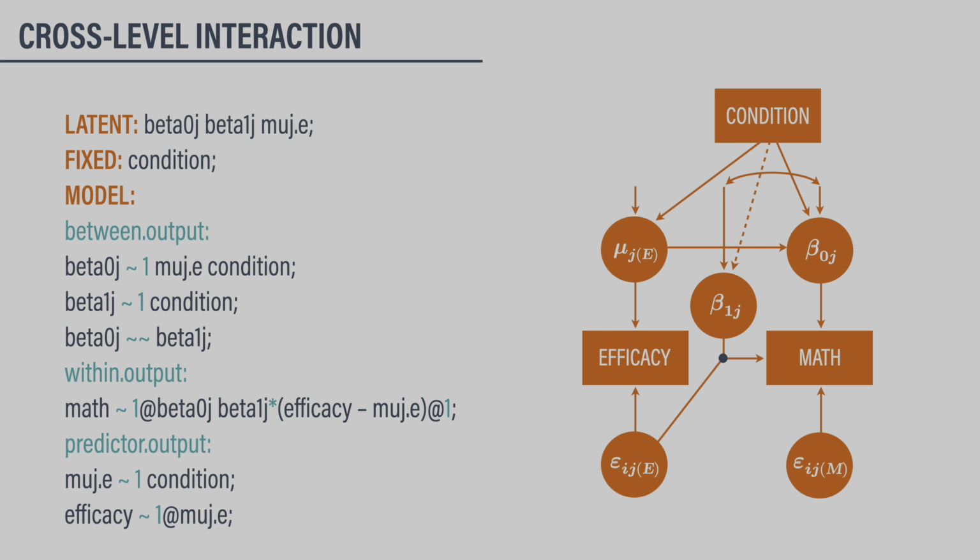In the latent variable framework, there is no product term. Rather, the condition dummy code predicts the beta1j latent variable. Recall that beta1j is itself a bivariate association between efficacy and math achievement at level 1. Thus, the equation says that the magnitude of that within-person association depends on, or is moderated by, the experimental condition. The dashed arrow in the path diagram corresponds to this cross-level interaction effect.